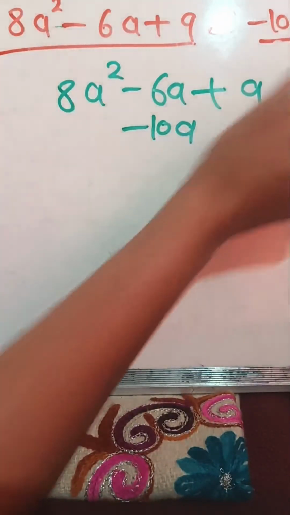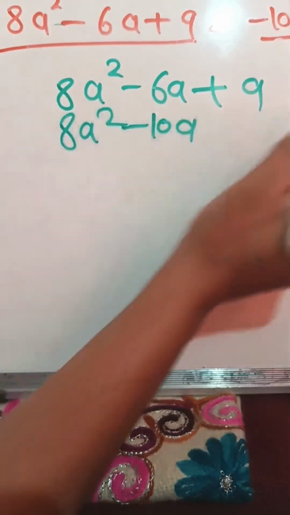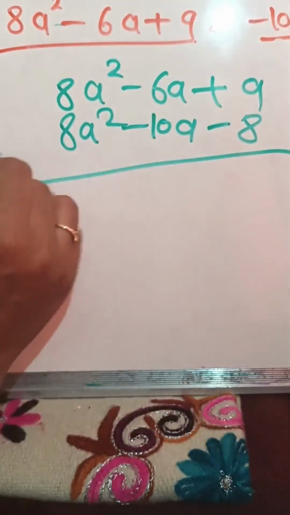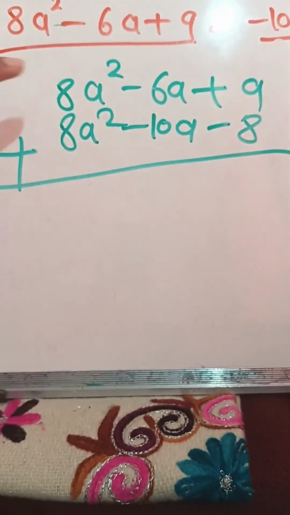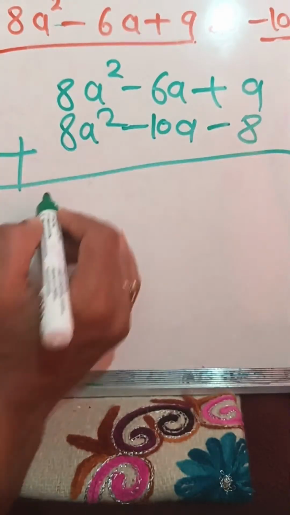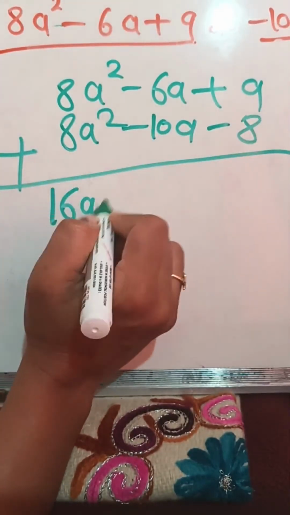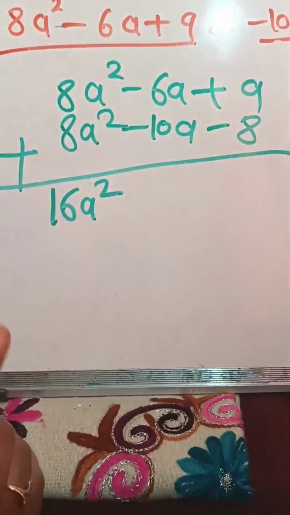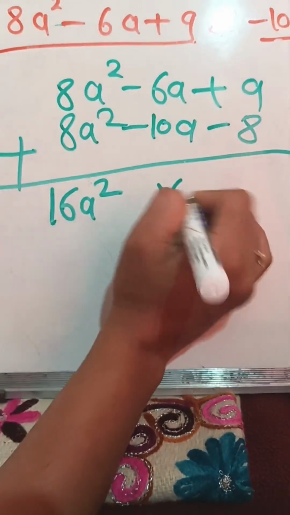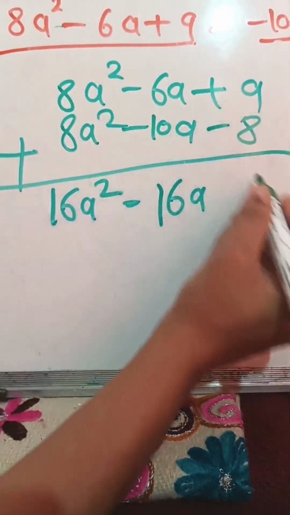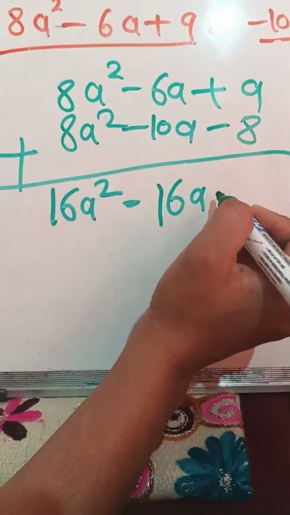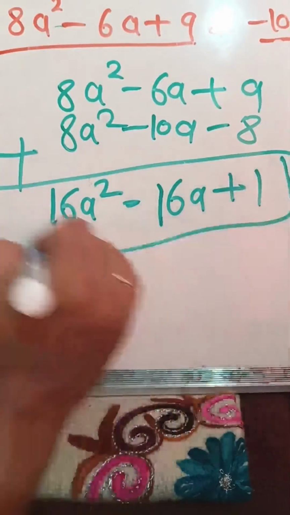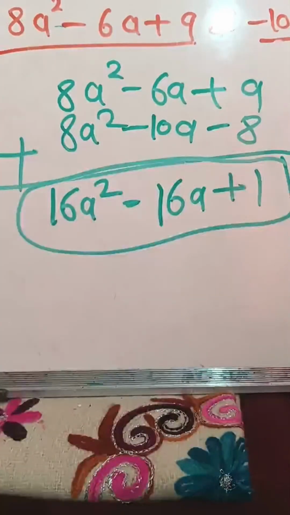Now first we write 8a square, minus 10a, and we have minus 8. Now we add both of these. How do we add? 8a square and 8a square, what is it? 16a square. Minus 10a minus 6a, what will we do? Both have a minus sign, so we add the numbers, but keep the minus sign: minus 16a. Plus 9 minus 8, that is 1. Here is our answer. Everyone?